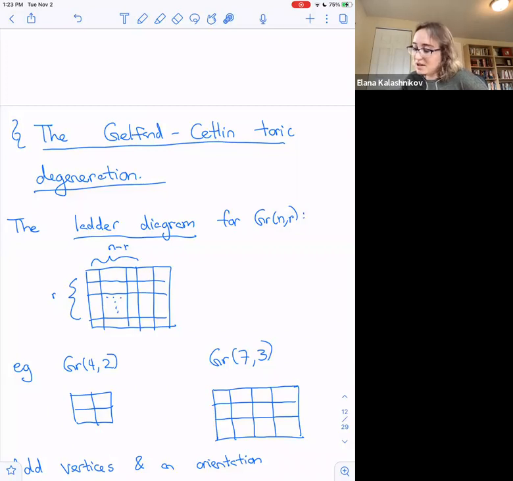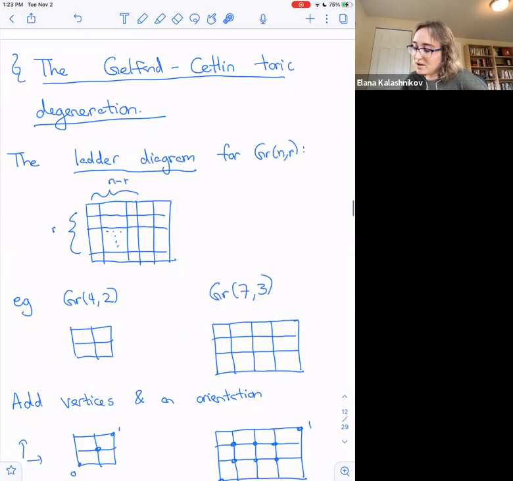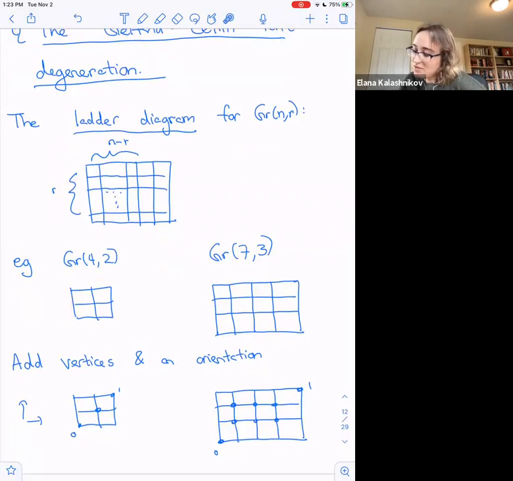And then the next thing you want to do is make it into a quiver. To make this grid into a quiver, you have to add vertices and an orientation. You add vertices by adding all the interior vertices, so just one here or 6 in this example, and then also always add the bottom left and the top right one. These external vertices are useful to have labels for, so I'm going to label them 0 and 1. And then the orientation is that you can move along the grid up and to the right.